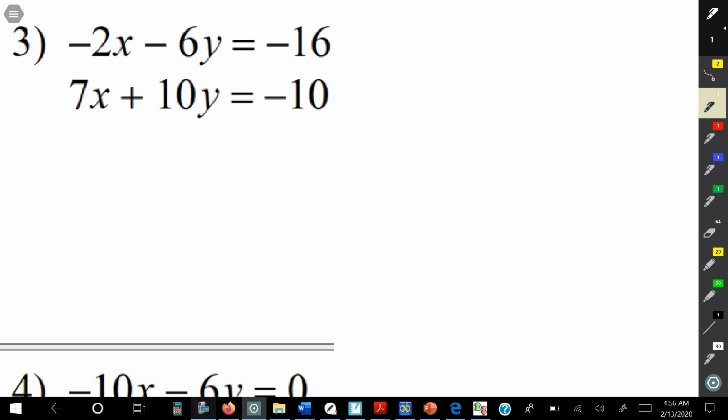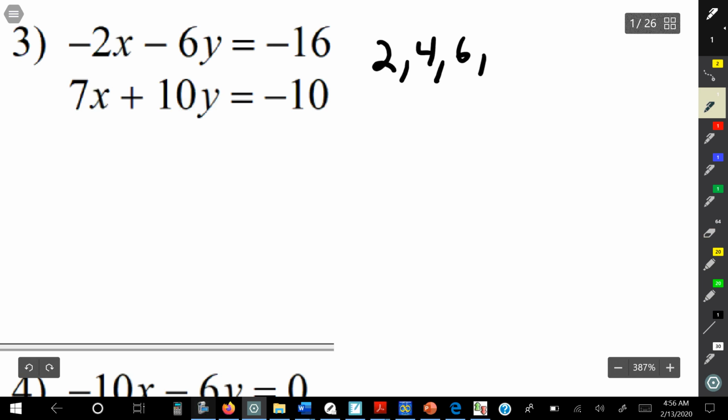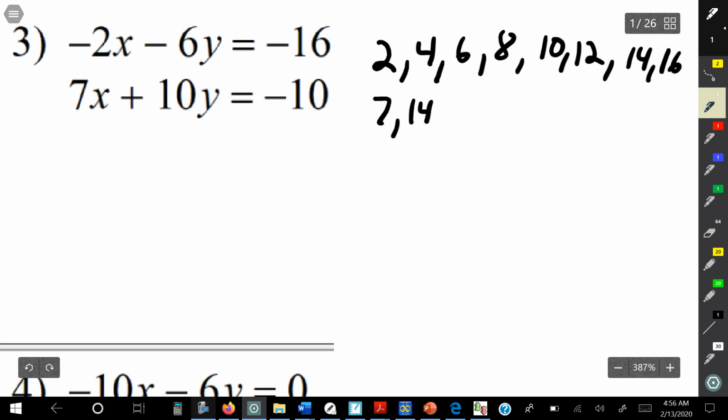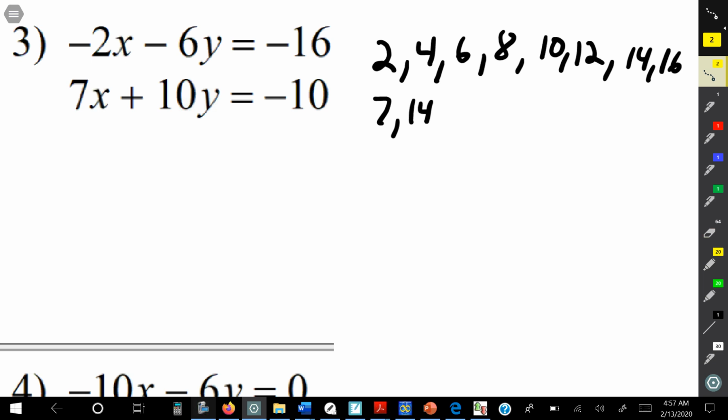And you don't have to write this out if you can figure it out right away. But just in case you can't, you just say 2, 4, 6, 8, and just keep going. 2, 4, 6, 8, 10, 12, 14, 16. And just go for a little ways. And then do 7. 7, right away, 14. So I've got a match here at 14 and 14. So I had to multiply the 2 times 7 to get 14, and multiply the 7 times 2 to get 14.